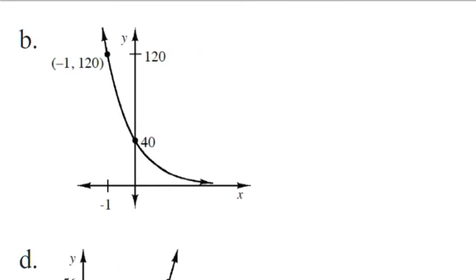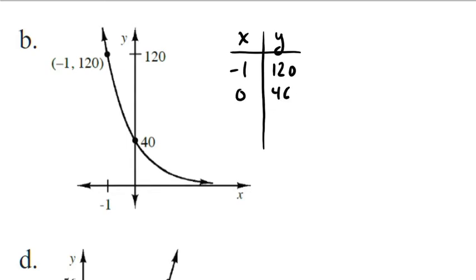All right, let's move to our next problem over here at B. In B, again, I can see that I have two x inputs that are adjacent to each other. So I think I'm going to use the same strategy. I'm going to move from this curve, and I want to look at a table of values, so x's and y's. When x is -1, I'm hitting a value of 120. And when x is 0, I'm hitting the number 40. So these are exactly next to each other, right? It's just increasing by 1.